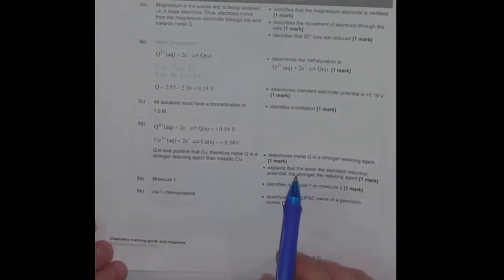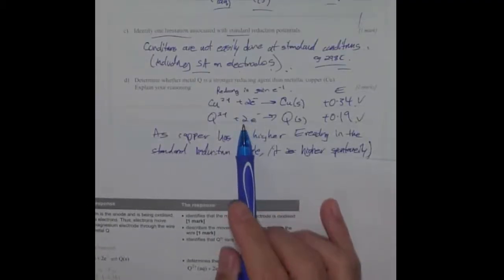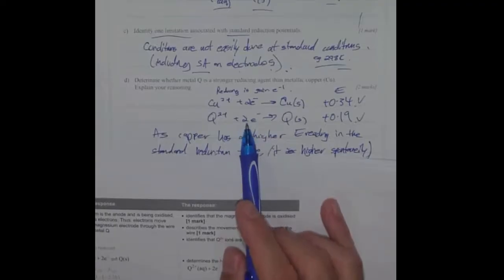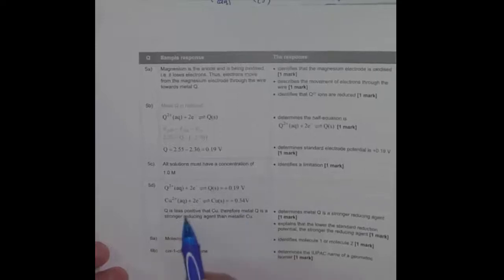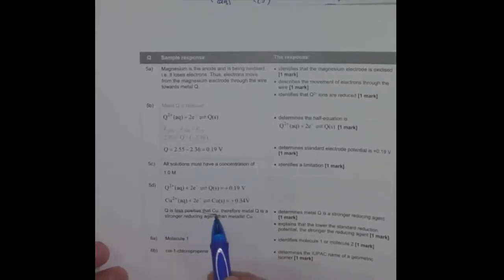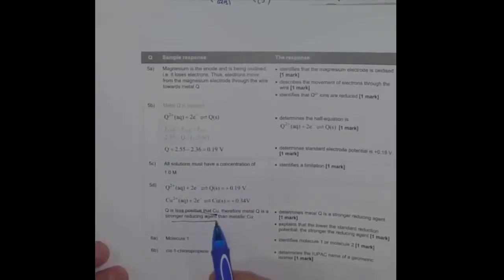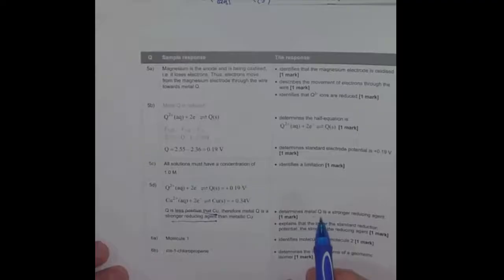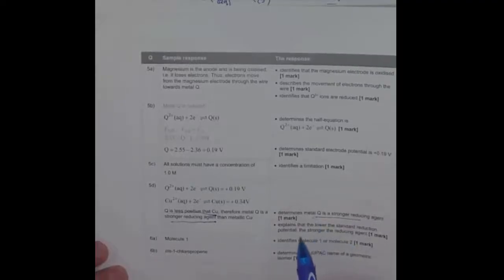Determines Q is a stronger reducing agent. Q's plus, I got those. Explains the lower standard reduction potential is the stronger reducing agent. That's gaining electrons, is reduction. So Q is less positive than copper. Yes, therefore Q is a stronger reducing agent. Determines Q is a stronger reducing agent, supposed to be lower reduction potential.